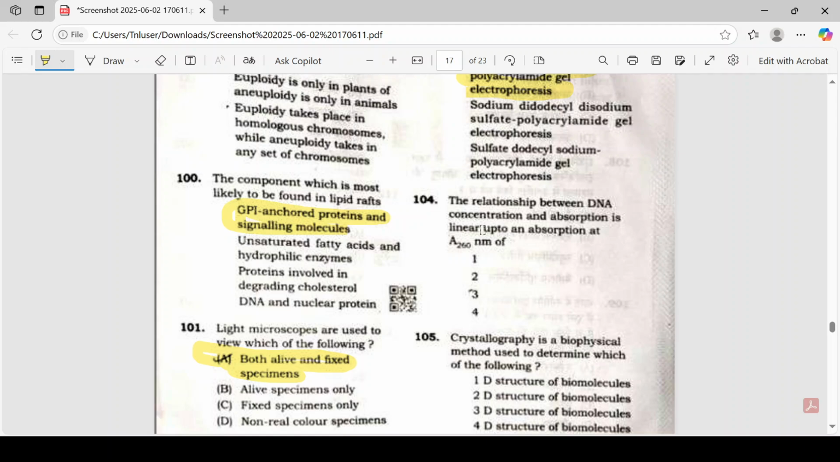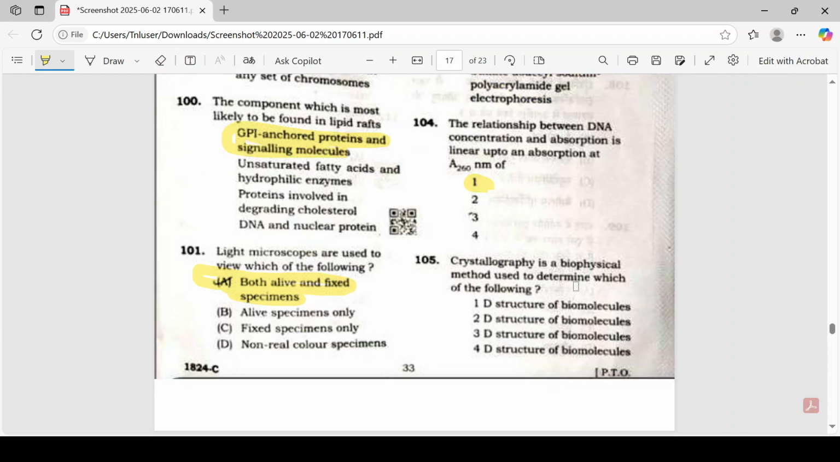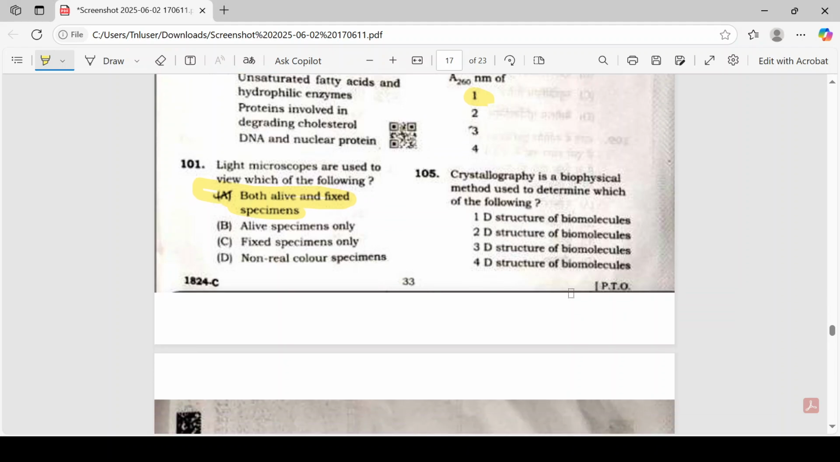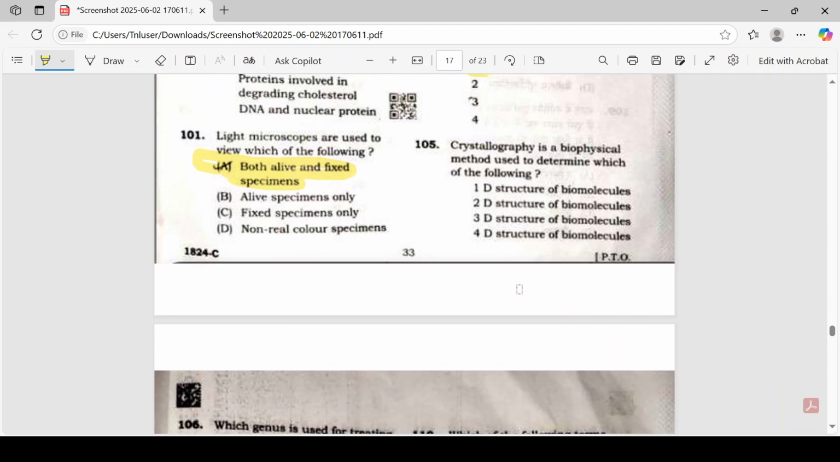The relationship between DNA concentration and absorption is linear up to an absorption at A260 nm of. The correct answer over here will be 1. Option A, 1. Question 105. Crystallography is a biophysical method used to determine which of the following. The correct answer to the question will be the structure of biomolecule, that is the 3D structure of biomolecule. Option C will be the correct answer.